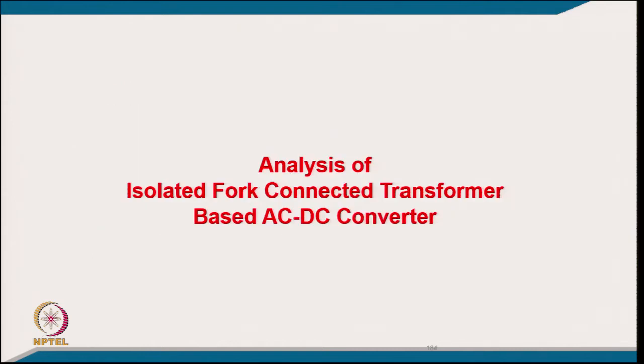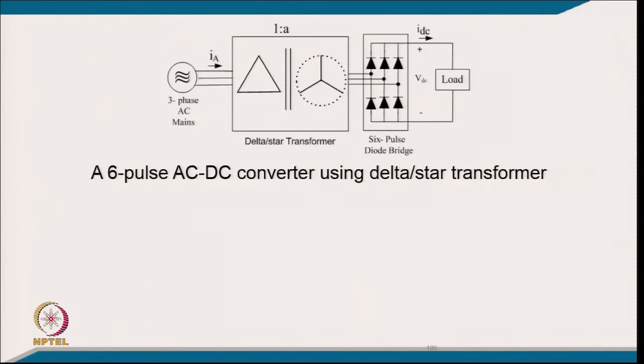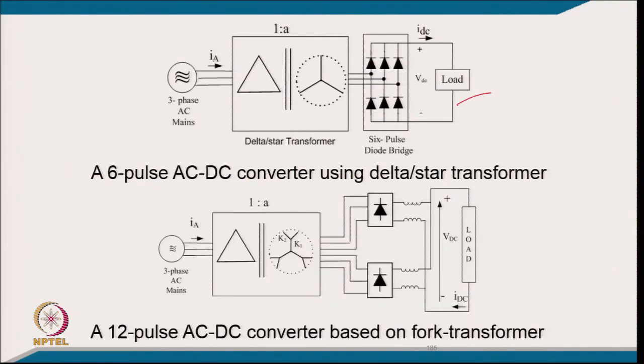Now, coming to the analysis of the isolated fork connected transformer based AC-DC converter, the typical example for 6 pulse is star delta. But for a higher number of pulses, if you want 12 pulse, you have to have plus minus 15 degree.